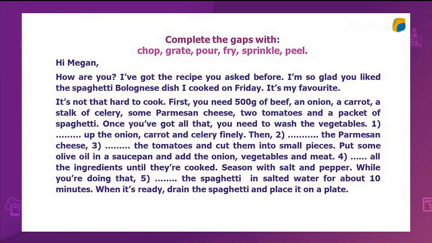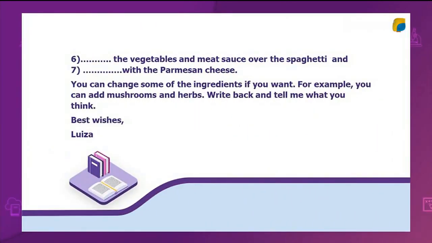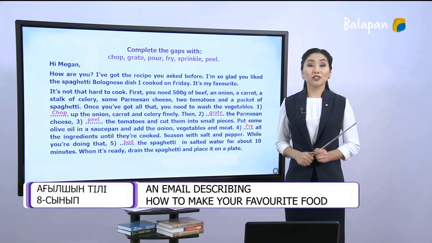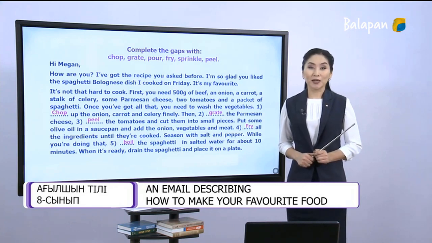While you're doing that, boil the spaghetti in salted water for about 10 minutes. When it's ready, drain the spaghetti and place it on a plate. Pour the vegetable and meat sauce over the spaghetti and sprinkle with the Parmesan cheese. You can change some of the ingredients if you want. For example, you can add mushrooms and herbs. Write back and tell me what you think. Best wishes, Louisa. Look at the email again and try to find the linking words.